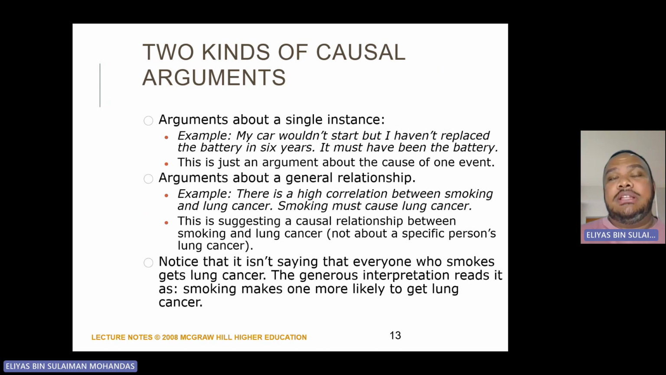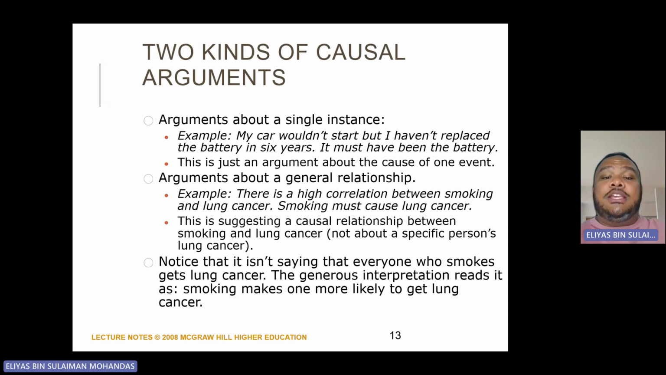So, two kinds of causal arguments. The first one, arguments about a single case. For example, my car wouldn't start, but I haven't replaced the battery in 6 years. So it must have been the battery. So this is just an argument about the cause of one event.